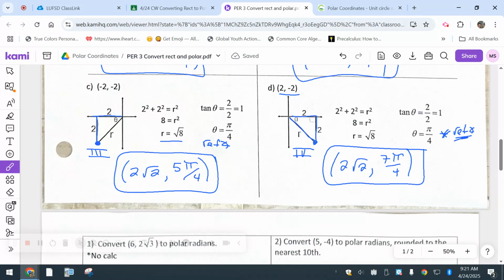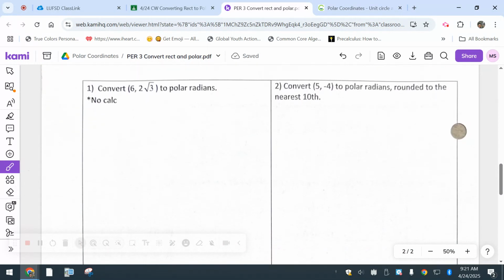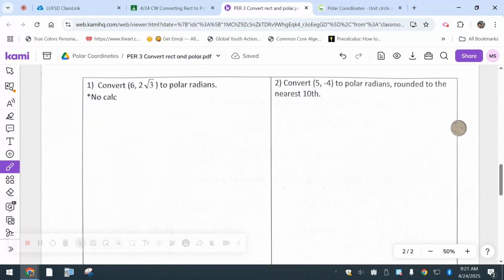So, and we're going to practice the exact values. All right, you guys ready? All right, let's do our first one. Okay, so we're going to do number 1 together. Notice it says no calculator, right? It says convert this guy to polar radians, okay? So let's convert polar radians.